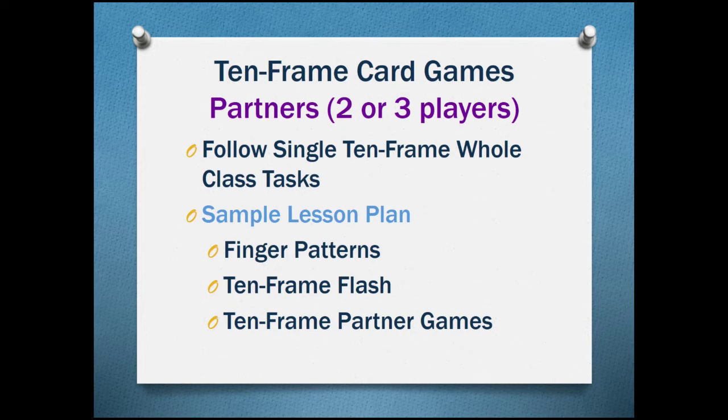Now, the other part of this instructional sequence is the card games that are played with partners, usually with 2 players. Most of the time, a class has an odd number of students, so you have 3 players in a group. What we want to emphasize again is that a lesson might involve several different activities. You might start off a lesson with 5 or 10 minutes of finger patterns, then spend 10 to 15 minutes on 10-frame flash, and then the rest of the lesson might be devoted to partner games. Okay, so let's see what these partner games are.